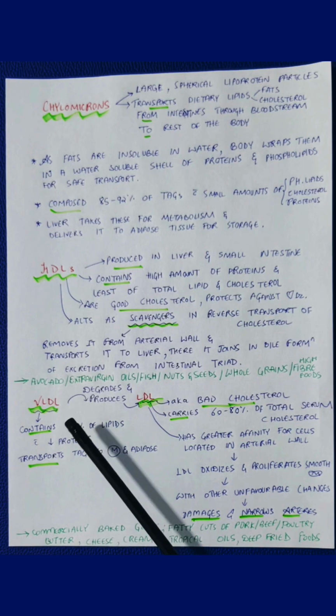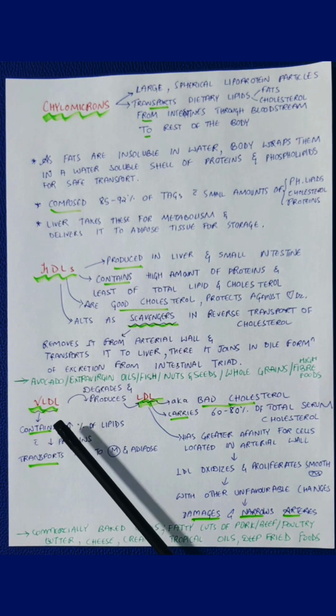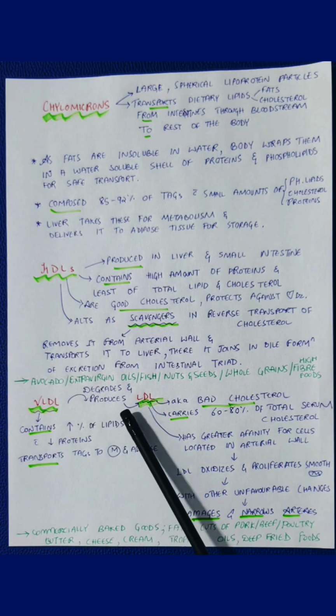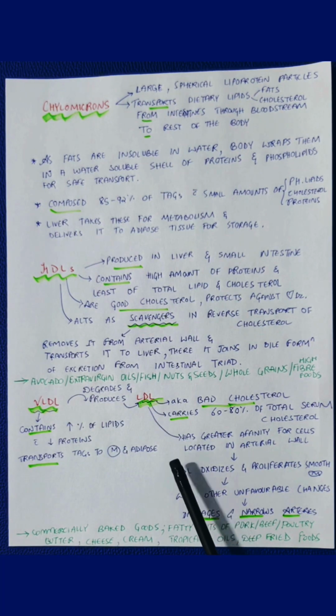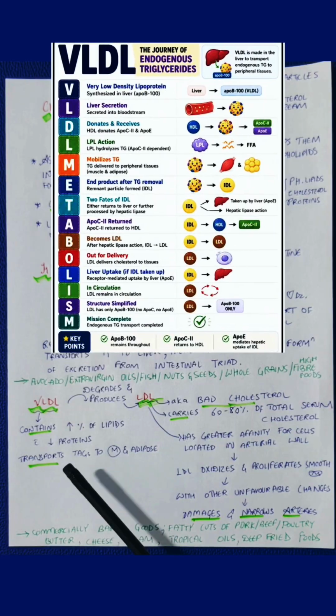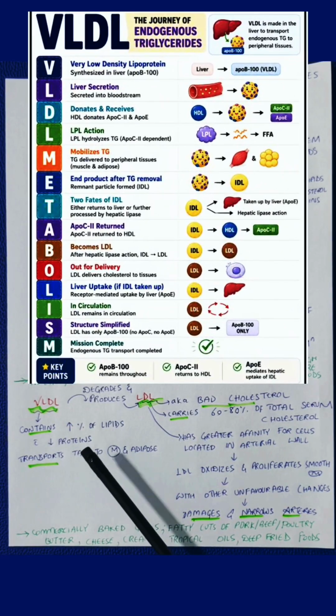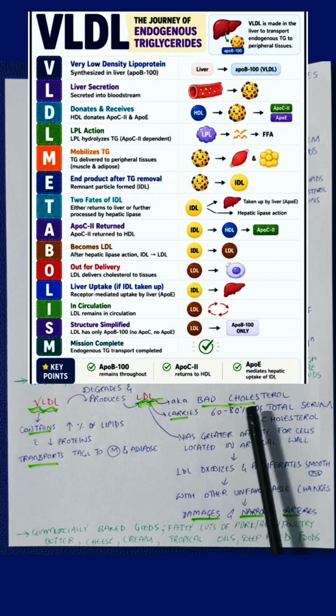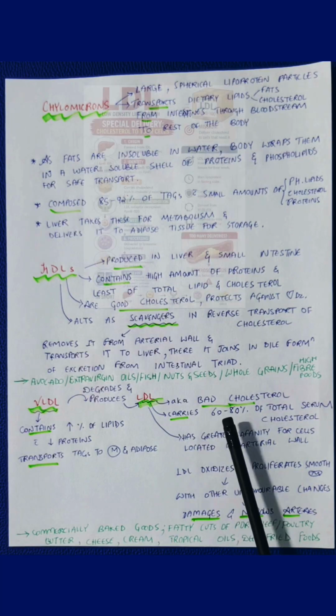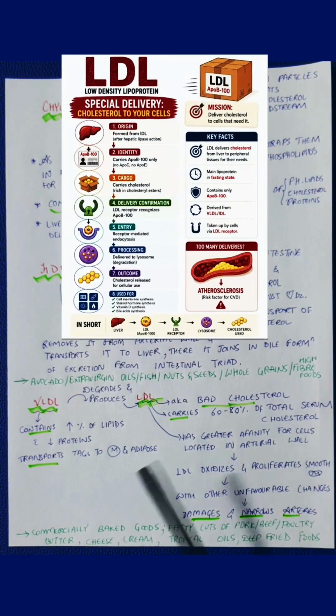We have VLDL, that is very low density lipoprotein, which degrades and produces the low density lipoproteins. VLDL contains more lipids than proteins and transports TAGs to the muscles and adipose tissues. LDLs are also known as bad cholesterol. They carry about 60 to 80% of total serum cholesterol.